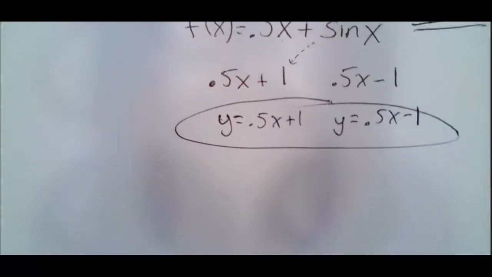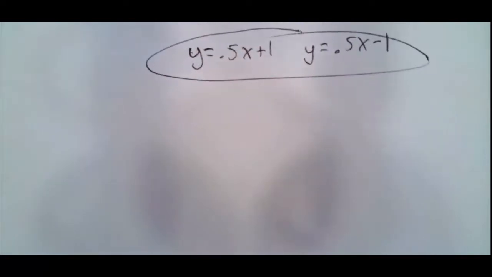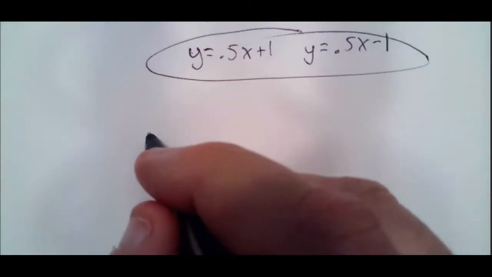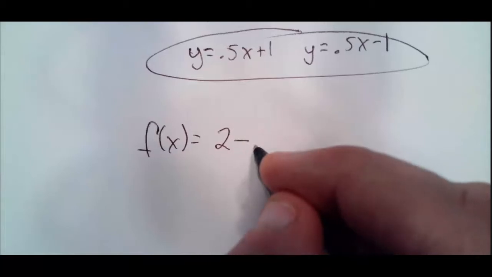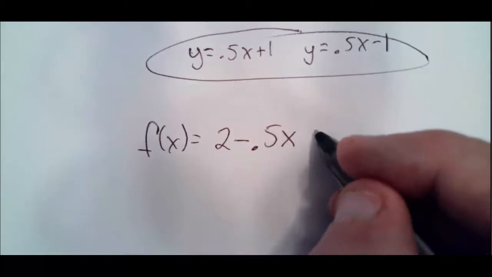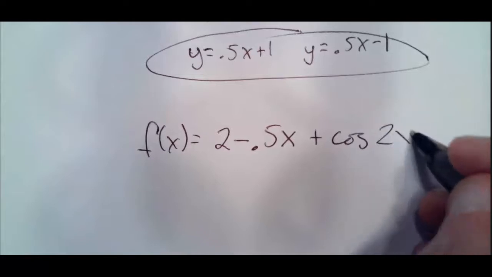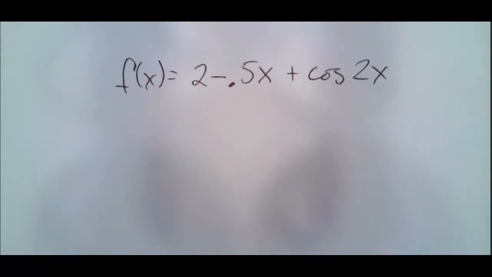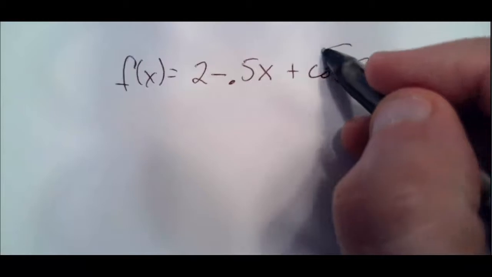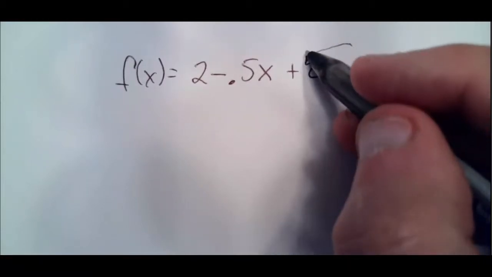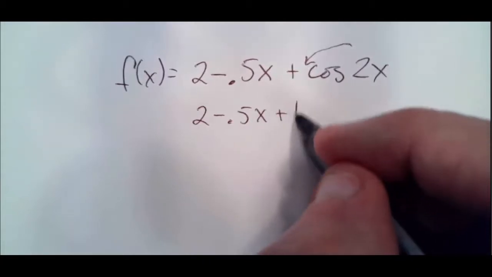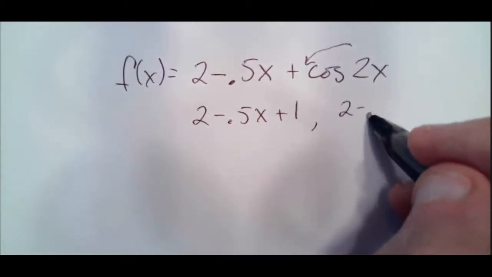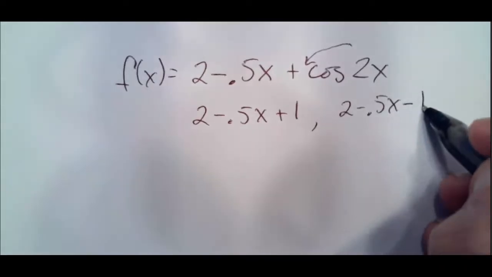Now it can get a little trickier, so I'm going to show you an example that is slightly different. Let's say that we have f of x is equal to 2 minus 0.5x plus cosine 2x. All right, so we're going to take the sine or cosine and look at the amplitude. The amplitude is 1. So this would be 2 minus 0.5x plus 1 and 2 minus 0.5x minus 1.